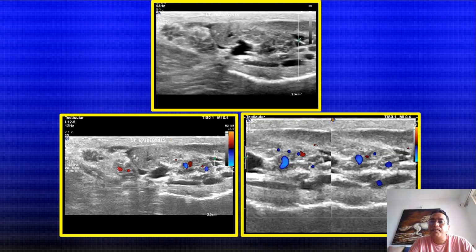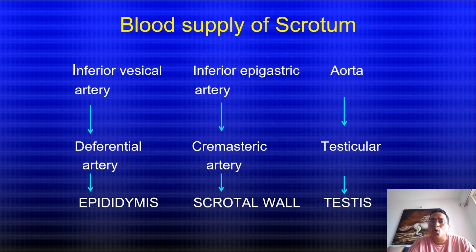If at all there is a fluid collection, you know that this is nothing but a hydrocele, which is fluid accumulation in the tunica vaginalis. Then sometimes there can be specific cord pathologies, and the cord is one structure which is full of vascular structures like the arteries and the veins. Depending upon the pathology you can evaluate the cord, especially in cases of varicocele.